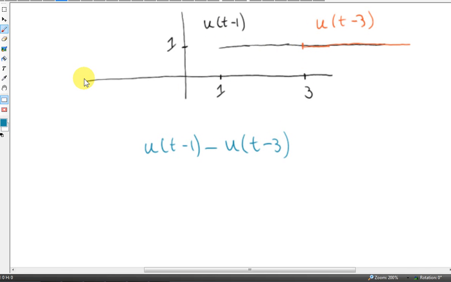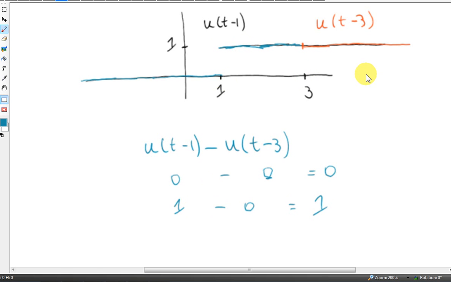So let's look at values of t up to t equals 1. Well, both functions are 0 there. So we will have 0 minus 0, which is 0. So we're going to get 0 for values of t less than 1. Now what about values of t between 1 and 3? Well, u of t minus 1 is equal to 1, but u of t minus 3 is equal to 0 for all values of t between 1 and 3. So we get 1 minus 0, which is 1. So we get this piece here. We get 1 for all values of t in here.